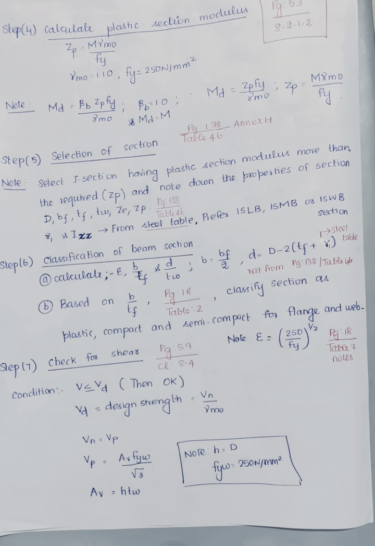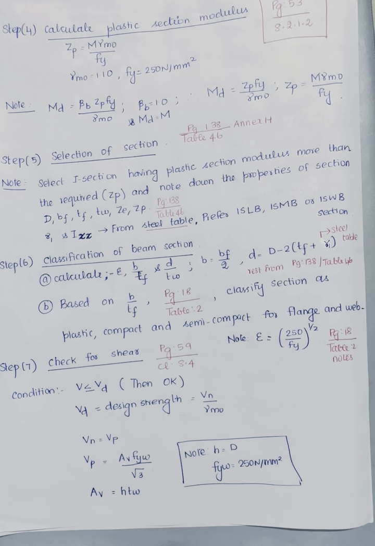Now step 6 is the calculation of the beam section. Now we have to check whether our section is a plastic section, compact section, or semi-compact section. For that calculation, we need to calculate epsilon, B by TF and D by TW. We don't have B value directly from the code book, whereas we have BF. So from the BF, we can calculate B. B is equal to BF by 2.